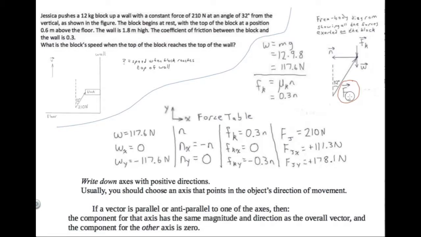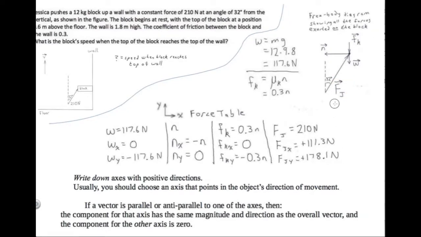Now, Jessica's pushing force is neither parallel nor anti-parallel to either axis, so we will not use this rule to break Jessica's force into components. For Jessica's force, we need to use the SOHCAHTOA process. We need to draw a right triangle in order to break this pushing force into components. Do not draw the right triangle in your free body diagram. That will make this diagram too messy. Let's draw a separate diagram just for the purpose of breaking the pushing force into components.